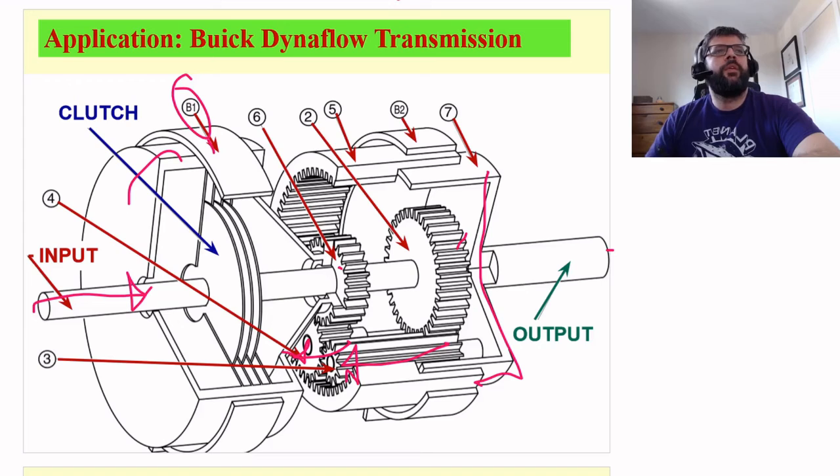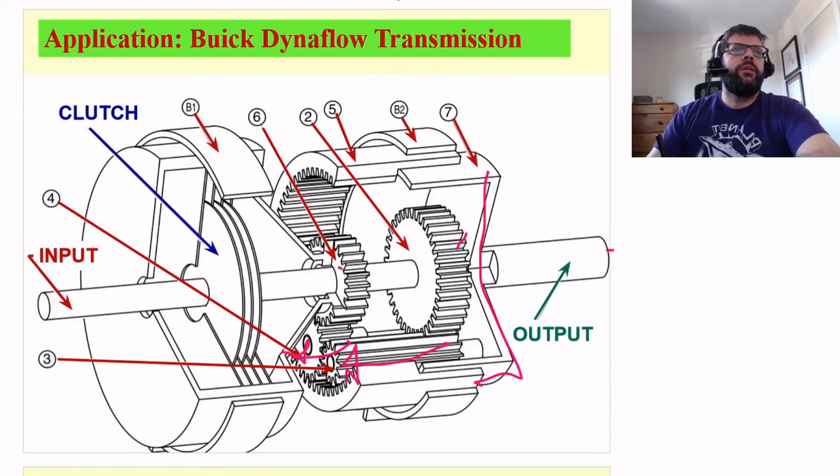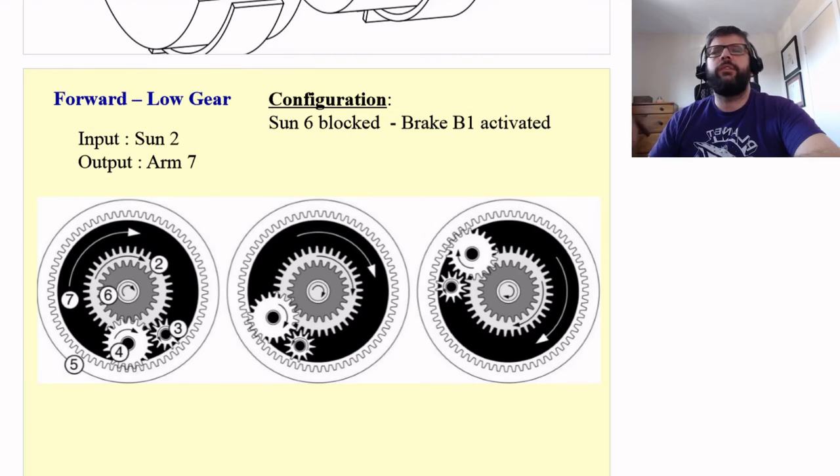So Ring 5 can be left to rotate as needed, or it can be locked by applying the brake at B2. So let me just erase my lines here, and we'll look at what happens. If we want to put things in a low gear, we do that by blocking the rotation of the Sun 6, applying the brake at B1.